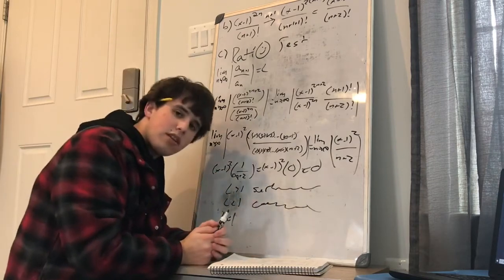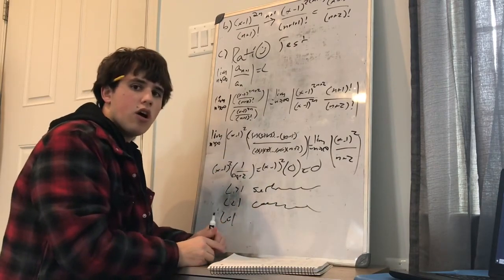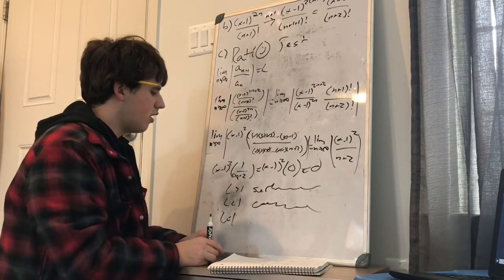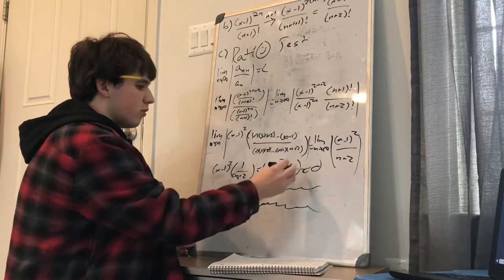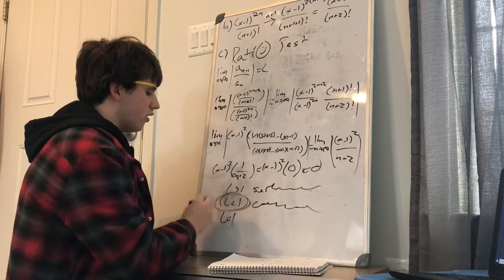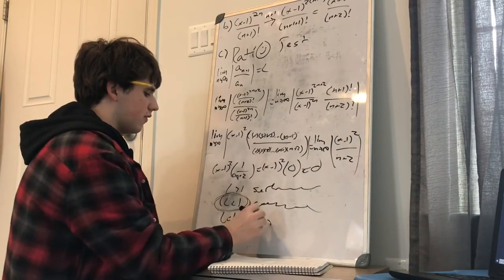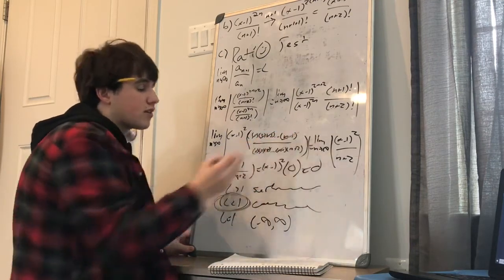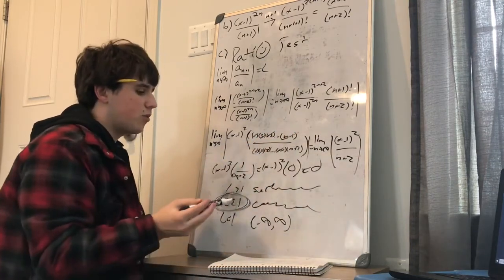I'm going to give you a minute to think about it, because I know some of you are not thinking with your brains. You're thinking with your elbows or something. That's right. L, which is 0, is less than 1. So this converges from negative infinity to infinity, because we didn't plug in any values for x. We just left it as an x and it got rid of itself normally.